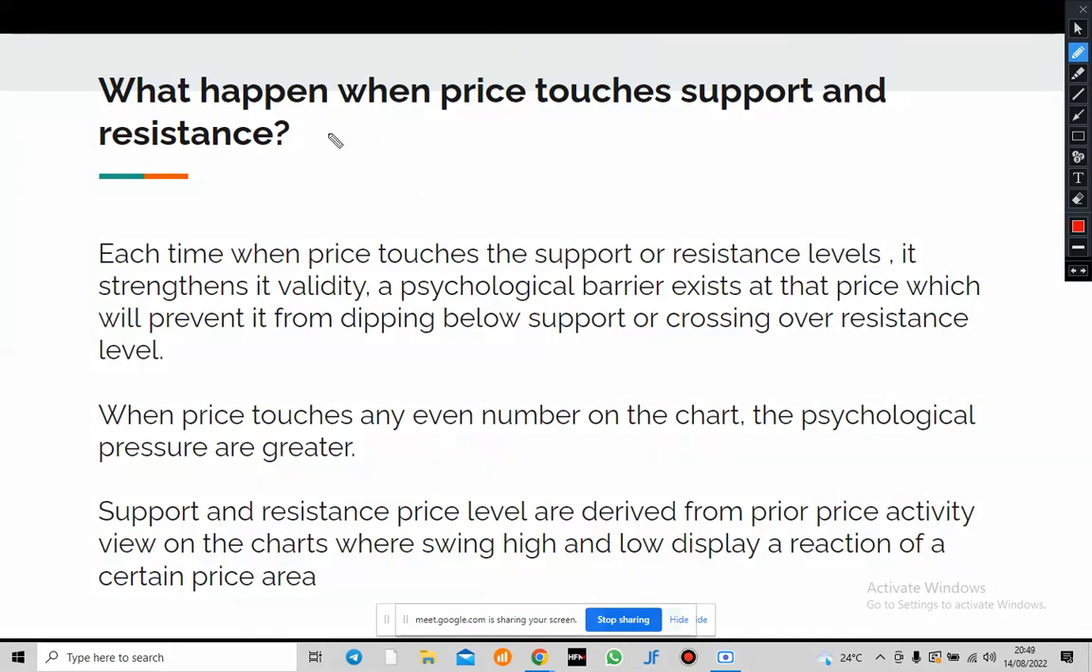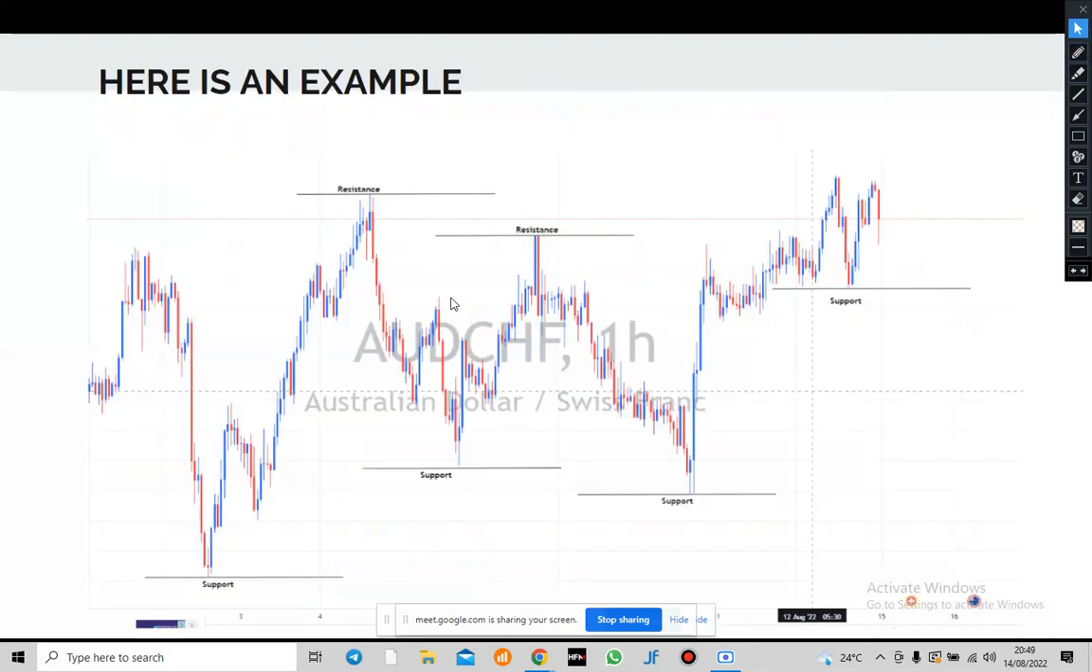There is a psychological barrier that exists around this level which prevents the price from crossing over the resistance. If the price touches the resistance and then drops drastically, it means that there is a psychological barrier around this area that allows the price to drop. If you look at the previous chart, you will see how the market reacted when it approached a certain level, before it drastically fell or rose.